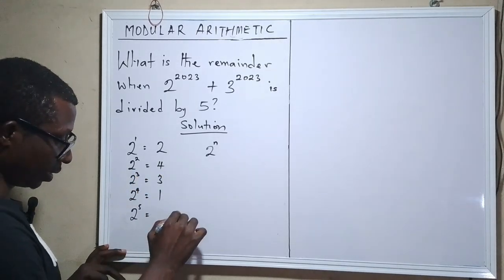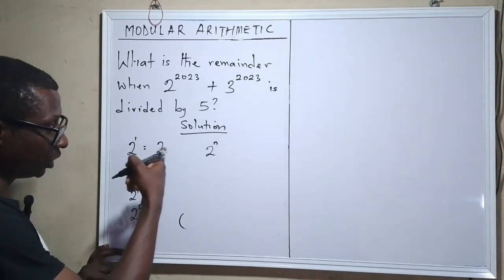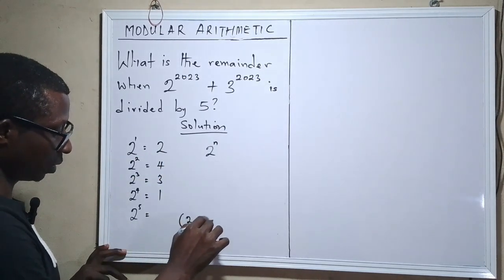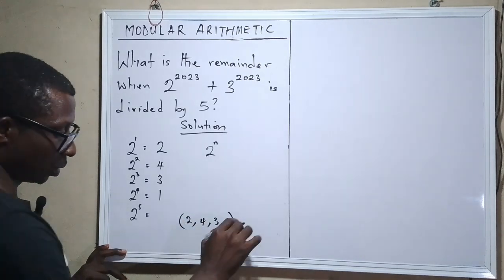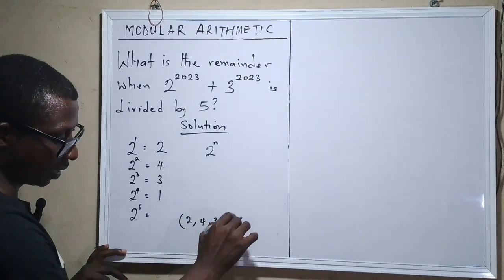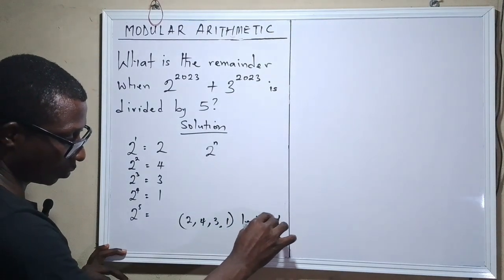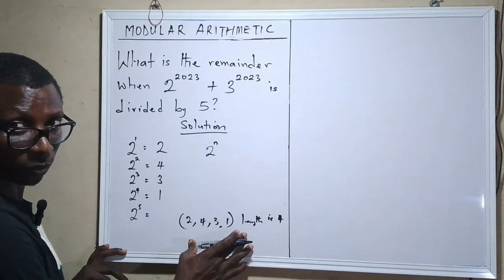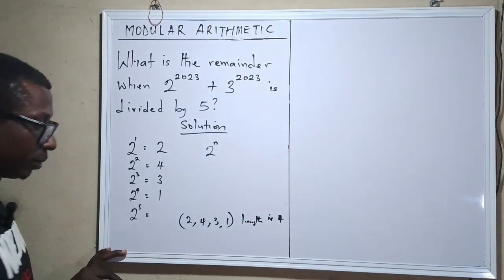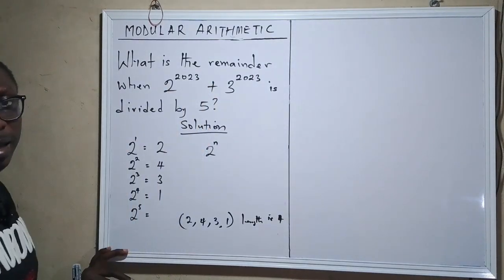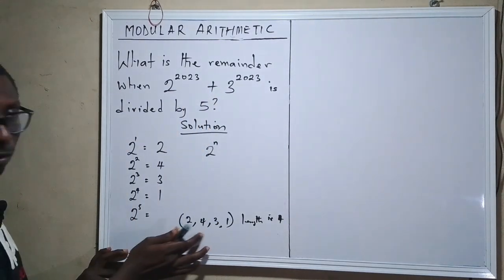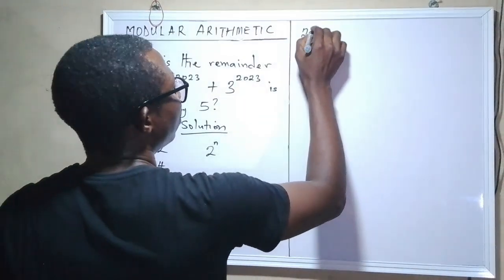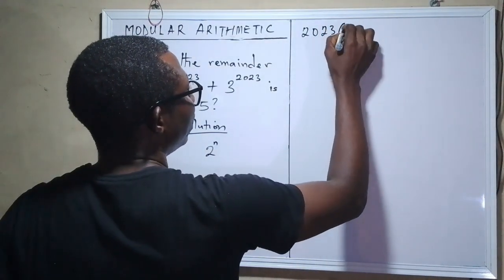So now the possible remainders are going to be 2, 4, 3 and 1. And the length counts 1, 2, 3, 4. So the length is 4. The length is the same thing as the modulo. So this is going to be modulo 4. Okay, now look at the power and write it in modulo 4, the modulo of the length of these numbers we have here. So we have 2023 in mod 4.